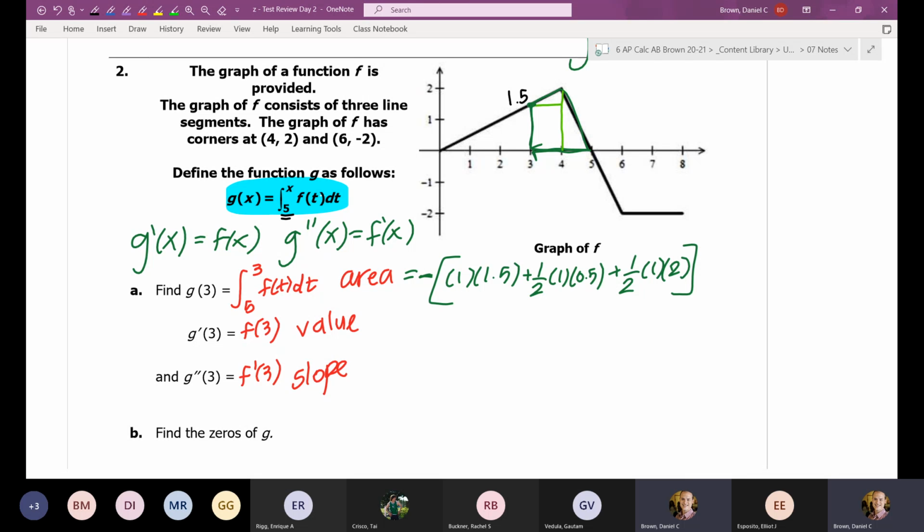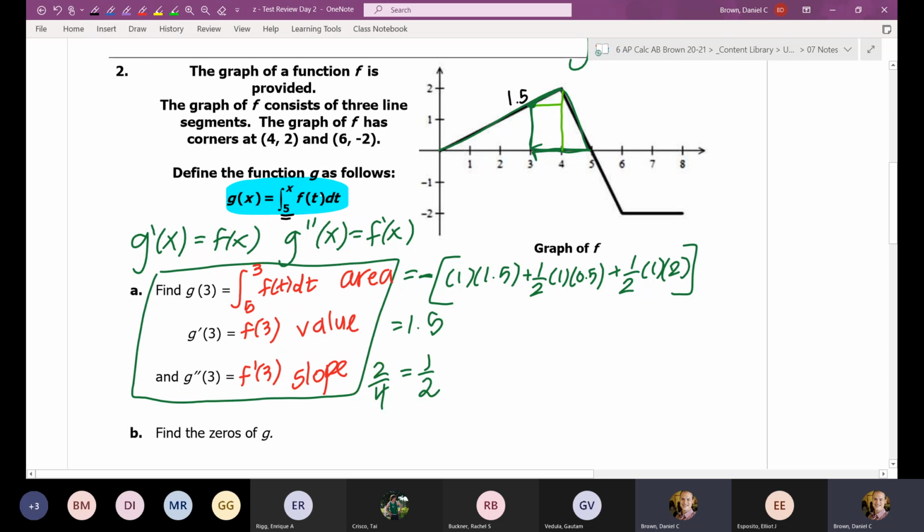Looking at g prime of 3 will be the same thing as f of 3. That's just the value. Well, what is f of 3? 1.5. And then for that last one, g double prime of 3 will be the same thing as f prime of 3. F prime is a derivative. How do we represent a derivative with a slope? What is the slope of this line? Up 2 over 4. 2/4 is fine, or of course you could reduce that as 1/2. Very important though that you recognize and remember how to do this relationship when doing those problems.